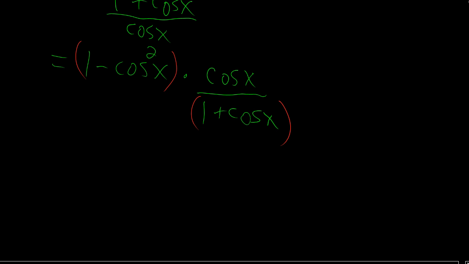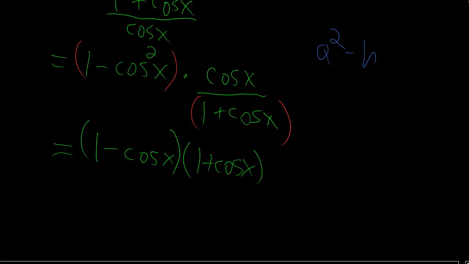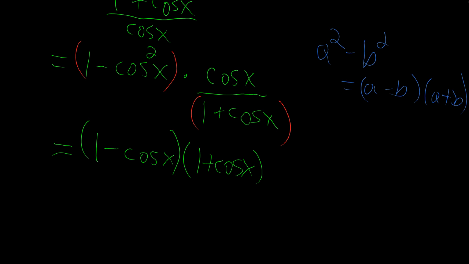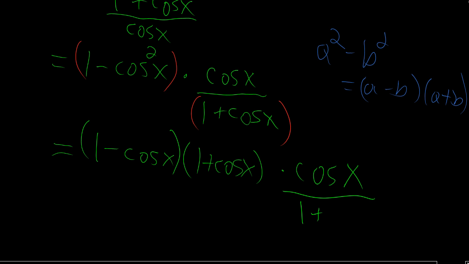To eliminate 1 plus cos of x on the bottom, if we kind of know what we want to do, we can see that this is a difference of squares. 1 minus cos squared x is a difference of squares. So we can treat it as 1 minus cosine of x times 1 plus cosine of x. And just to remind you, this difference of squares is a squared minus b squared equals a minus b times a plus b. So a is not too fancy, it's just 1, and b is cosine of x. So that's where that comes from. The rest of our equation still stays status quo, cosine of x over 1 plus cos of x.